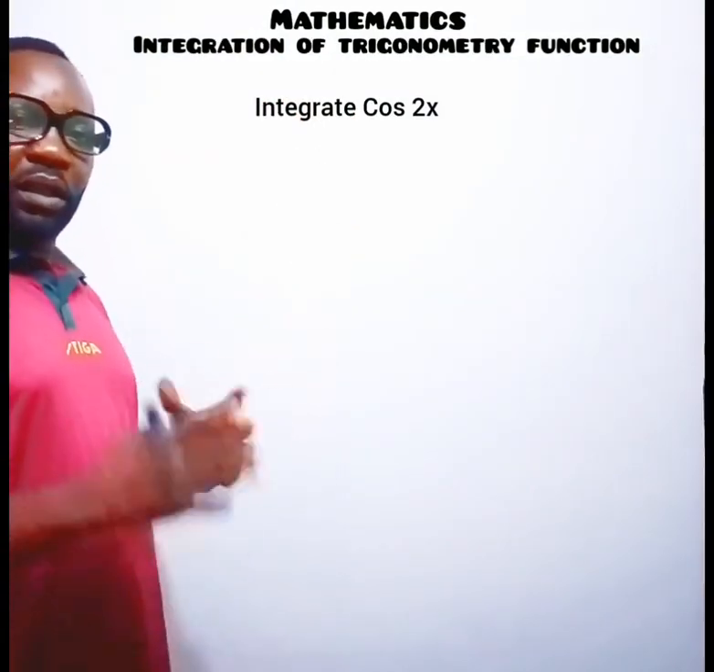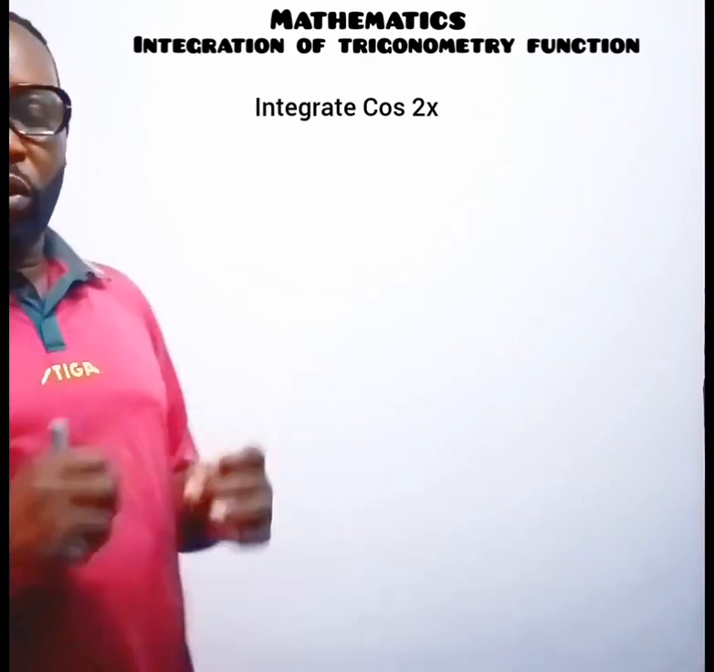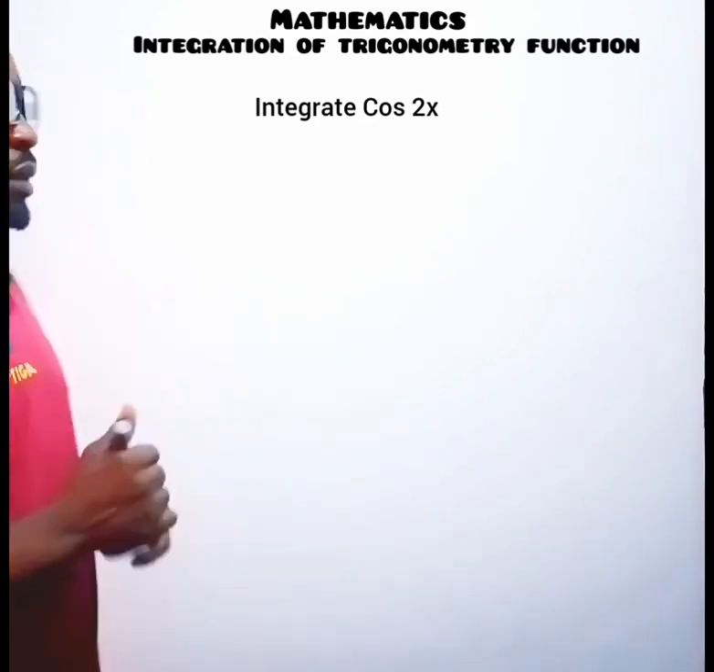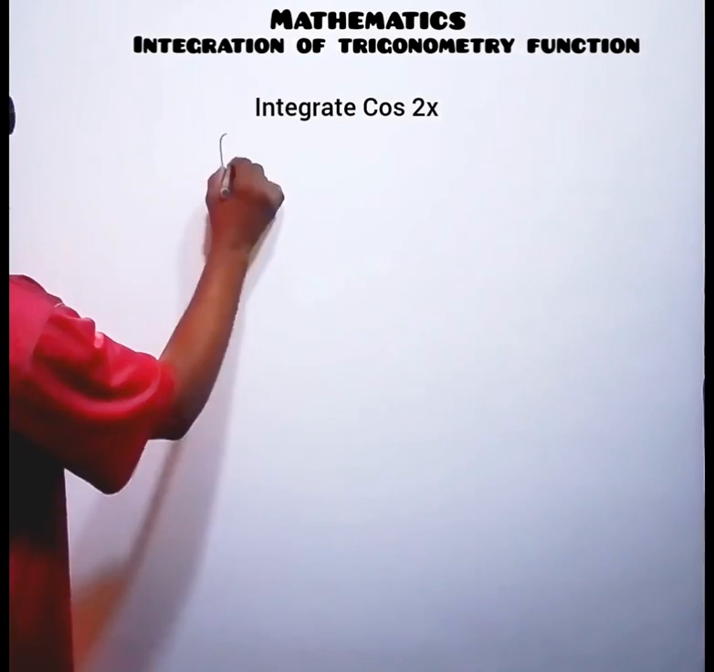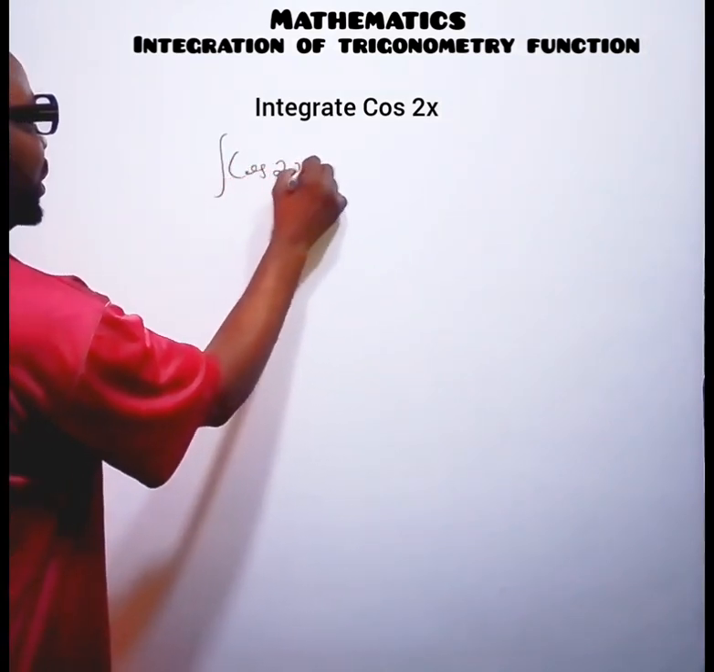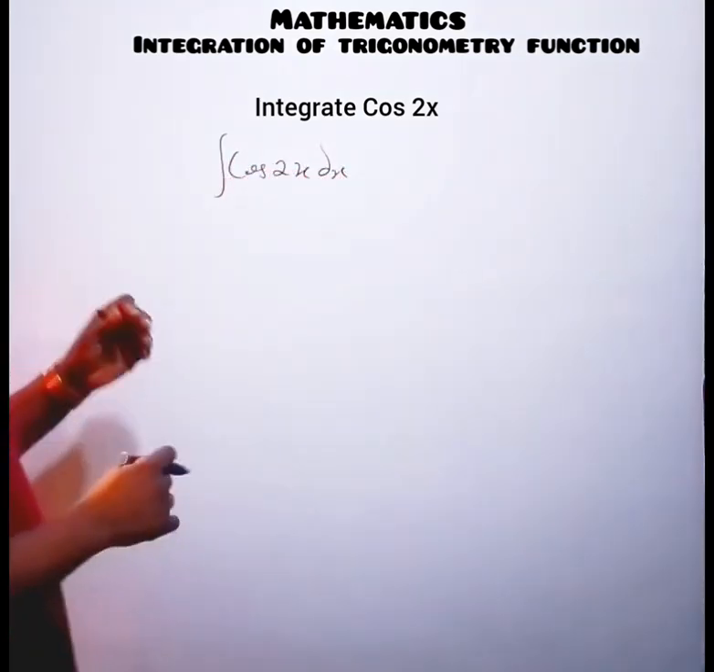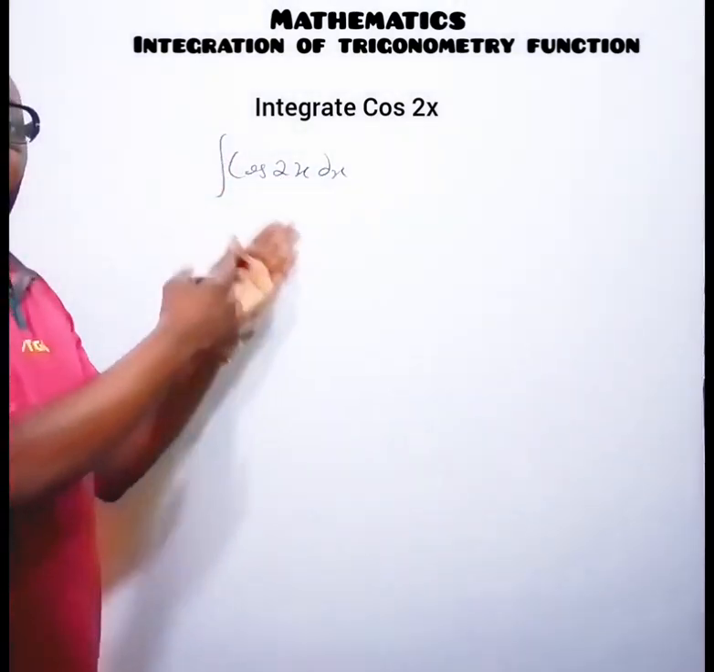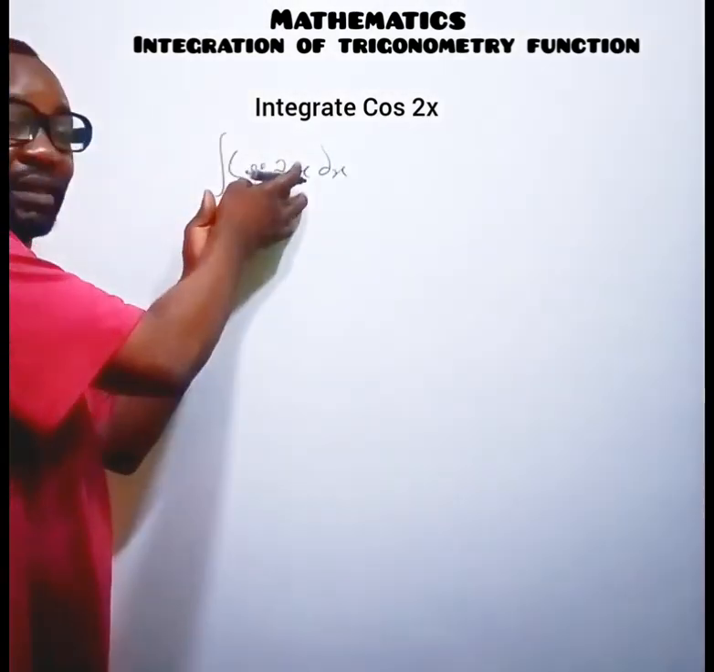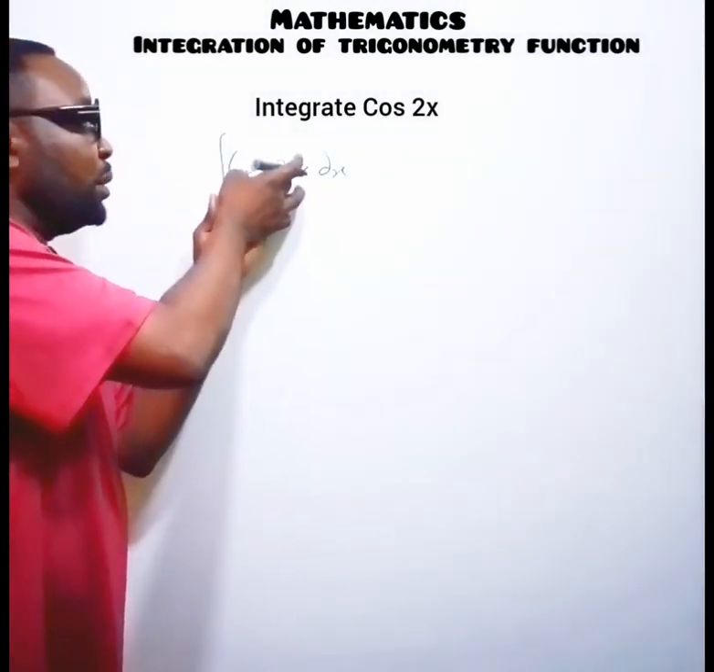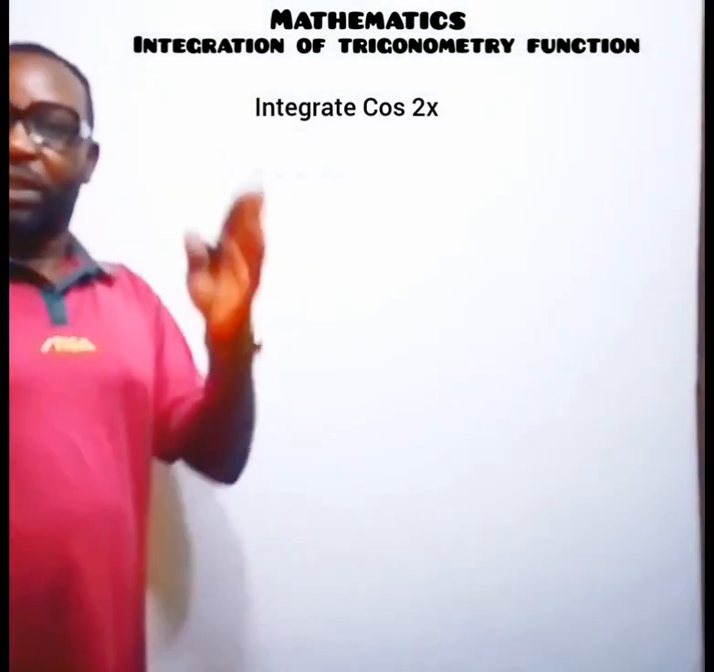This one here asks us to integrate cos 2x dx. Now, integrating this expression, cos 2x dx. Have a look at it. We can see that it is not x that this cos is multiplied with, it is cos 2x.